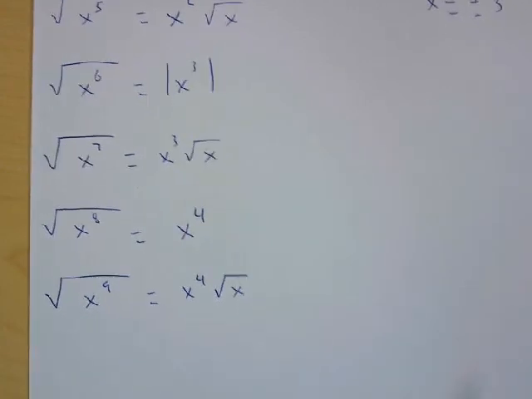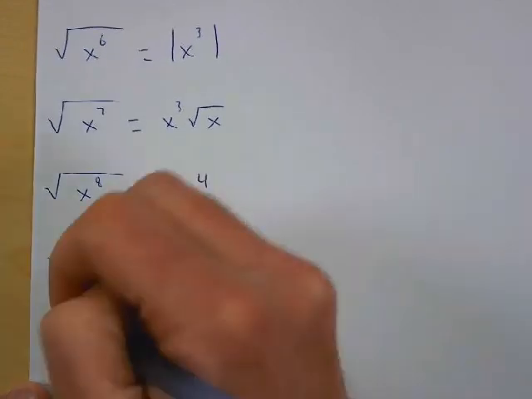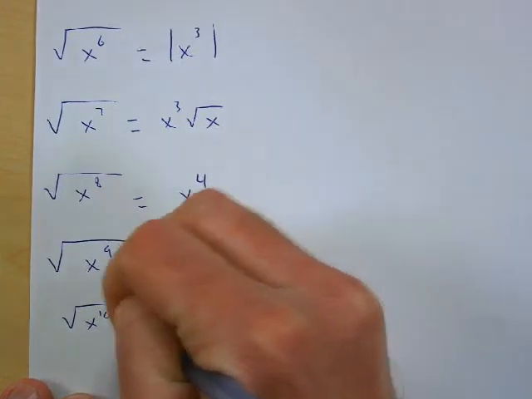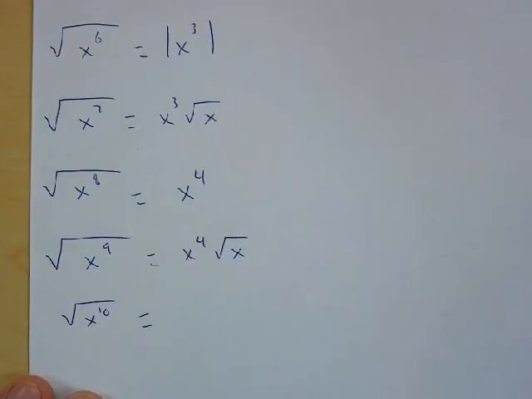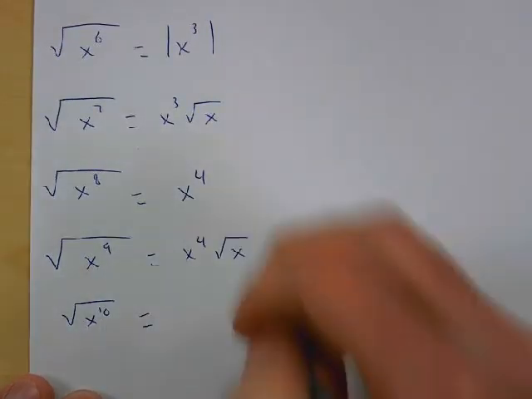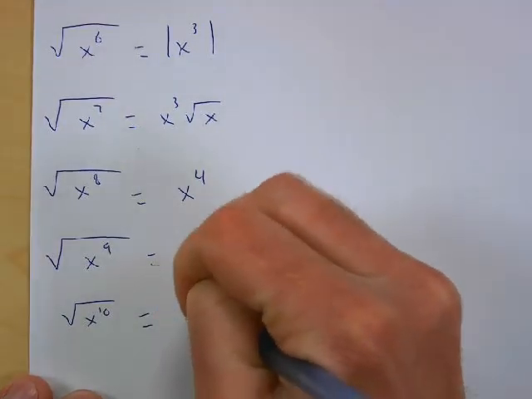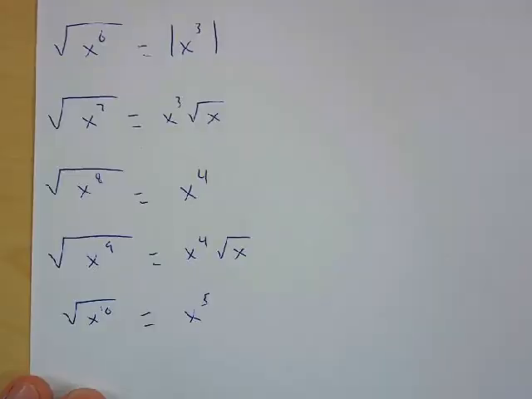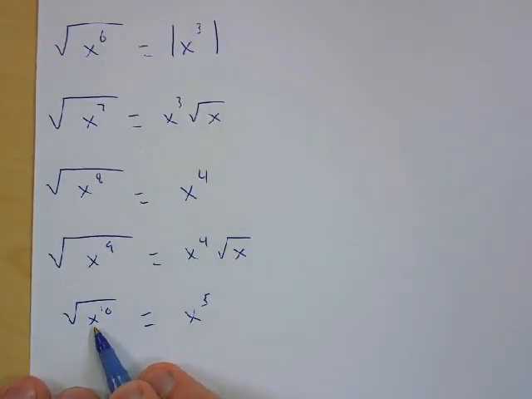Okay, all right, last one, then we'll write the rule. How about the square root of x to the 10th power? So what's the square root of x to the 10th power? Well, if I have 10 x's, I can make 5 groups of 2, so x to the 5th power. Do I need absolute value bars here? Well, let's see. Can x be negative here? Yes, because when I raise that negative number to the 10th power, it's going to be positive, so that's fine.